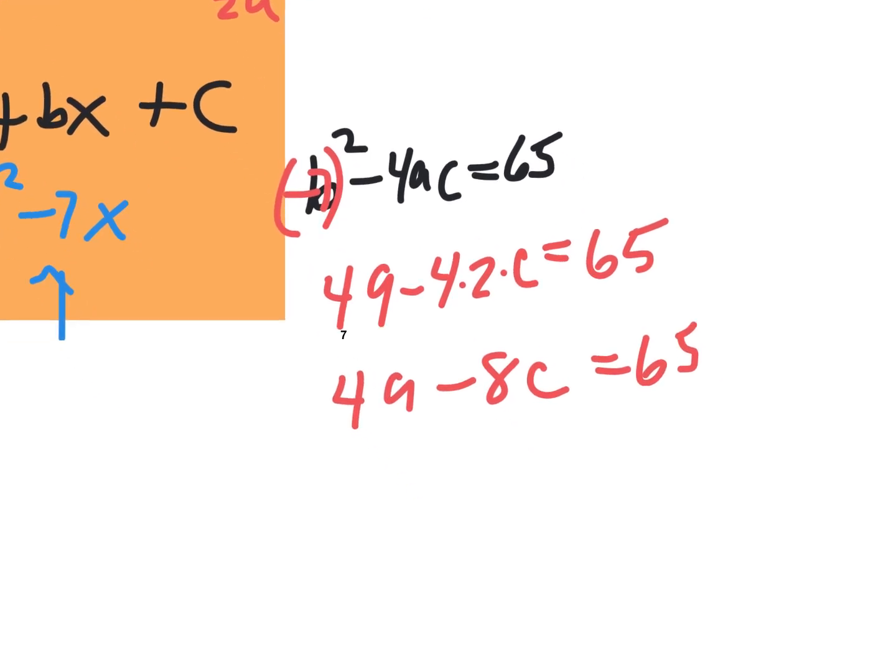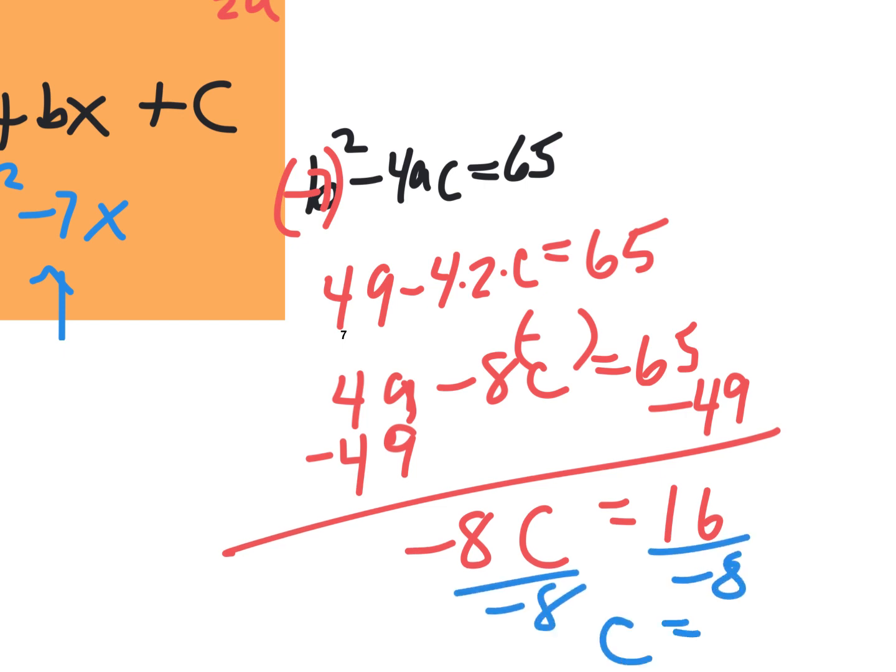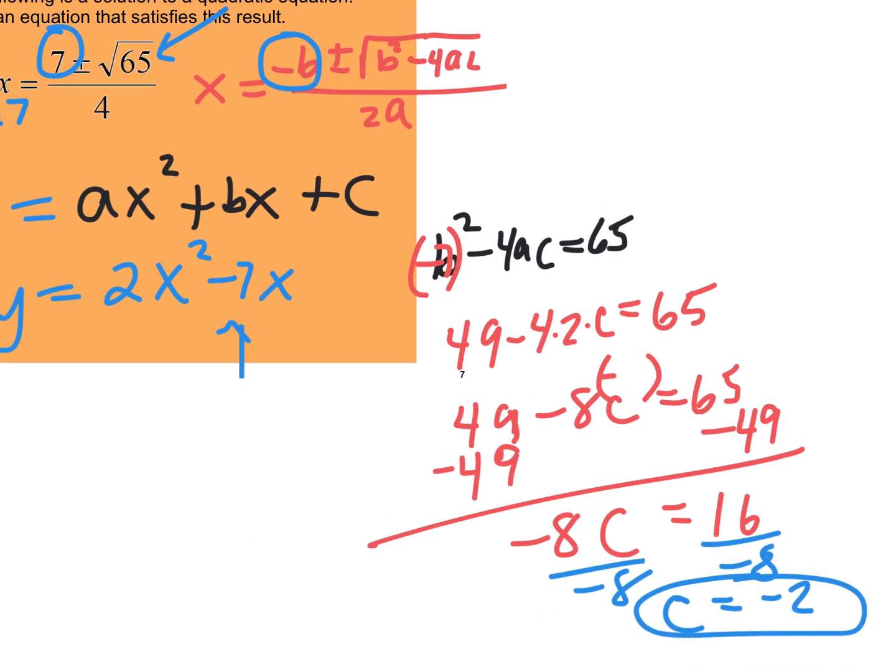And yes, you could just think this through and go, what do I want to subtract from 49? I would need a negative number for sure for c. Had to be negative something. But I think it'd probably be easiest to just subtract 49 from both sides. -8c equals 16. Divide both sides by -8. C equals -2, what you said all along. So then this last one was -2. And there's our equation.